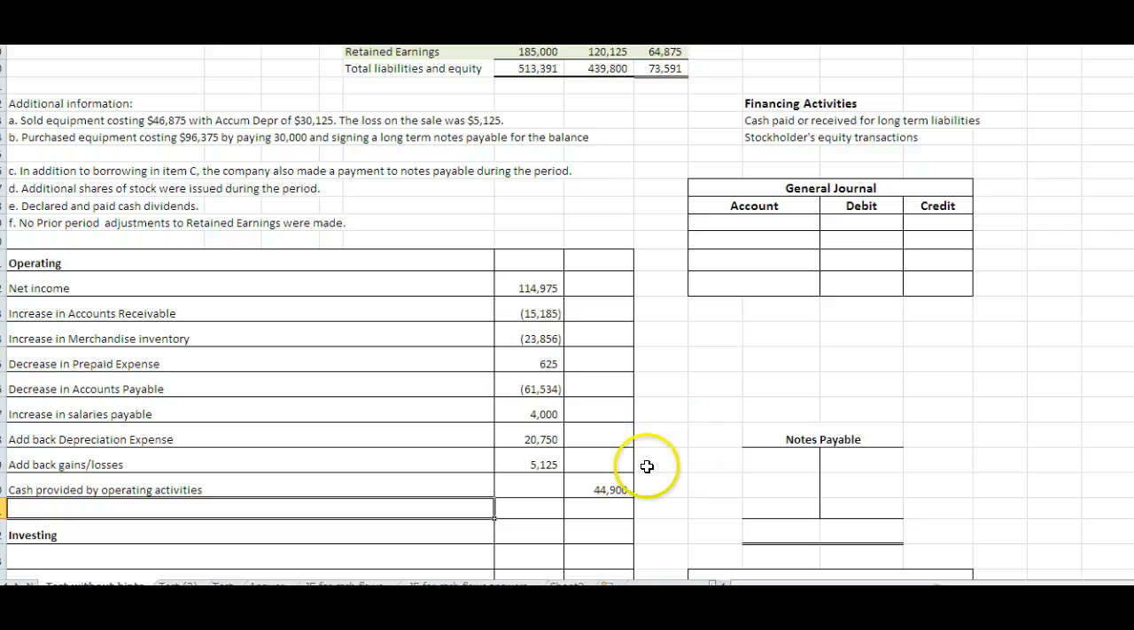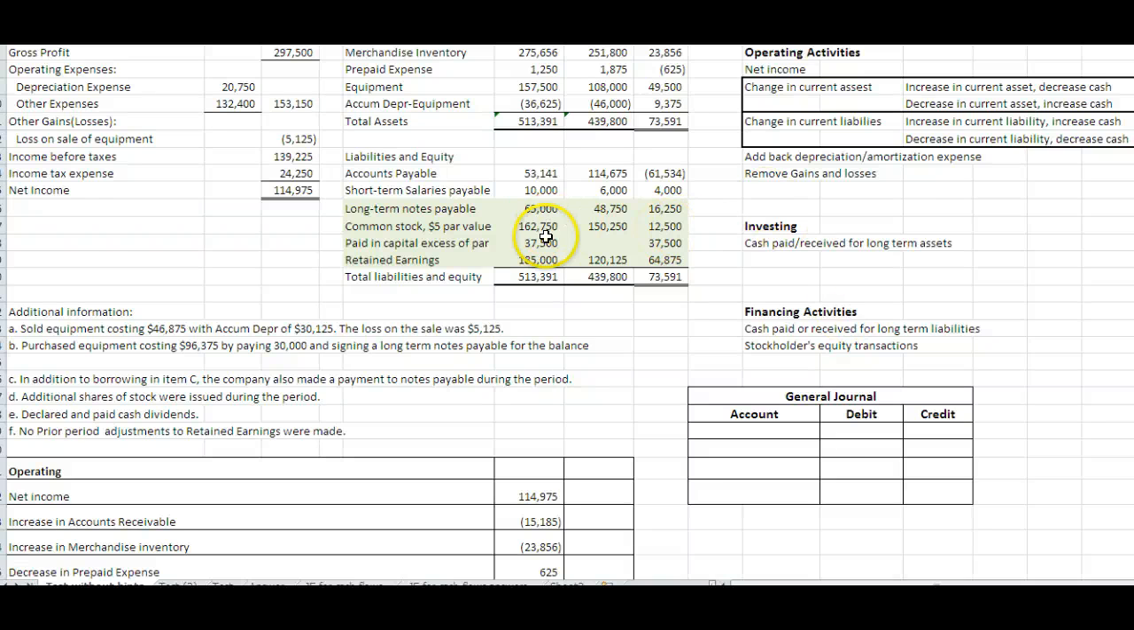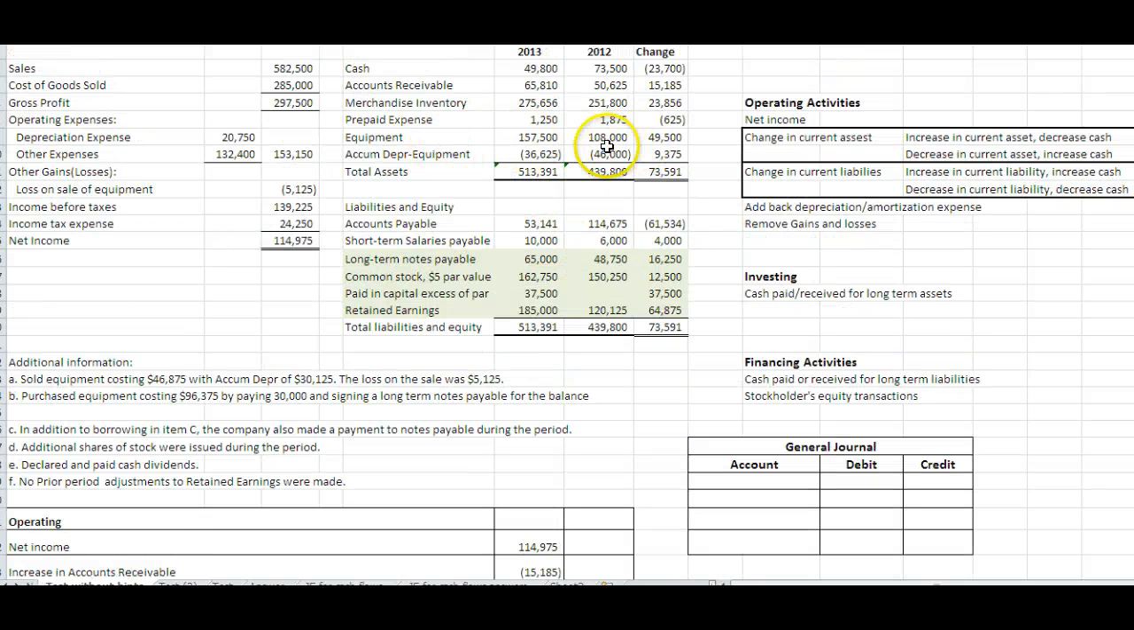Next, we're going to work on the investing section. And so in this section, we'll be looking for anything that happened to our long-term assets. And the only items that we're going to write down are what happened to our cash. Either it went up or down for these items. So if I look here, I can see that my equipment went up by $49,500, but my accumulated depreciation changed by something other than just this period's depreciation, so I probably bought and sold some equipment.